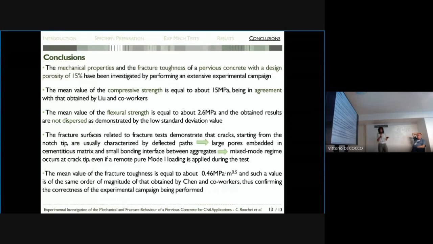The fracture surfaces related to fracture tests demonstrated that the cracks, usually starting from the notch tip, are characterized by deflected paths due to both large pores embedded in the cementitious matrix and small bonding interfaces between aggregates. Consequently, a mixed mode regime occurs at the crack tip even if a remote pure mode I loading is applied during the test. Finally, the mean value of the fracture toughness is equal to about 0.46 megapascal times meters to the power of 0.5, and such a value is in line with that obtained by Chen and co-workers, thus confirming the correctness of the experimental campaign being performed.